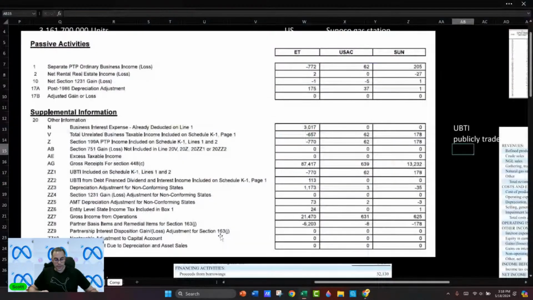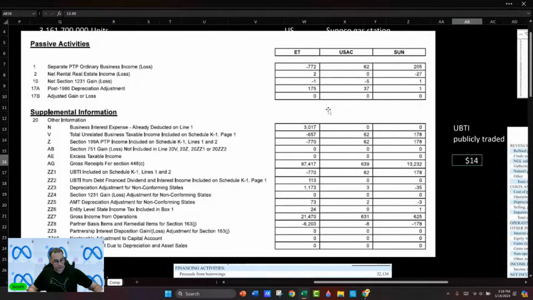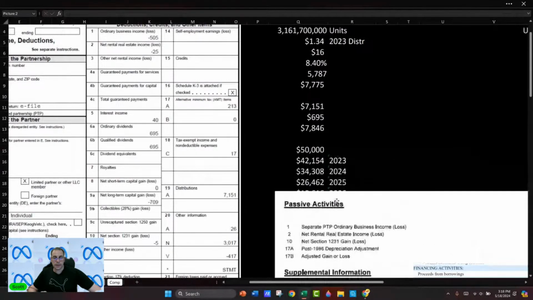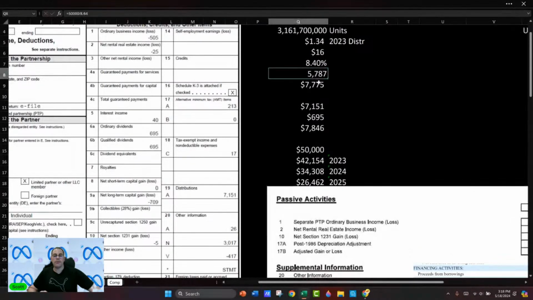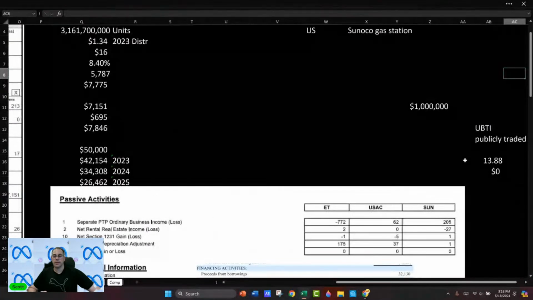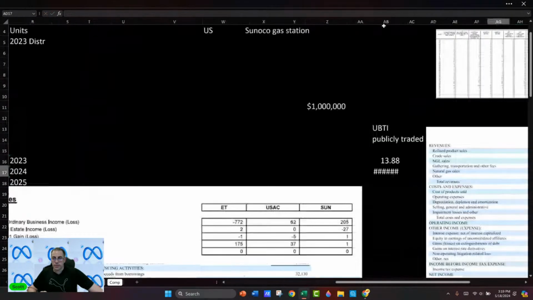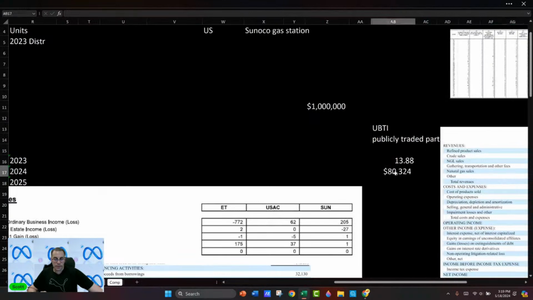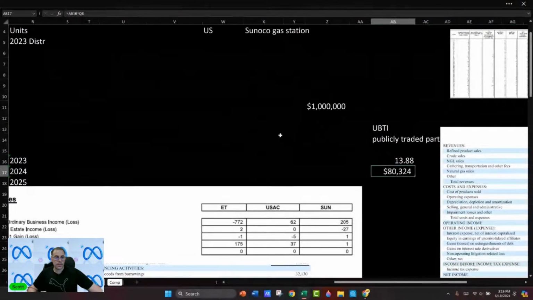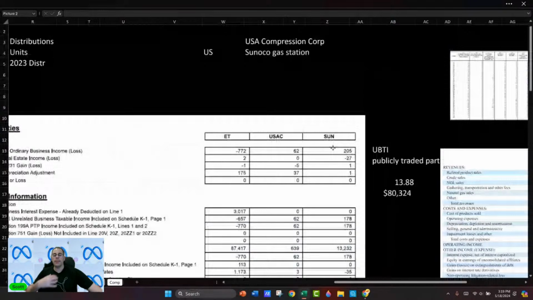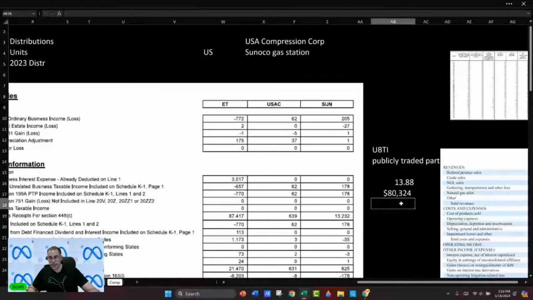1388. So at the end of the year, the stock price was 1388. And I own 5787. Where was it? Where was my stock? My value of my stock is 80K.